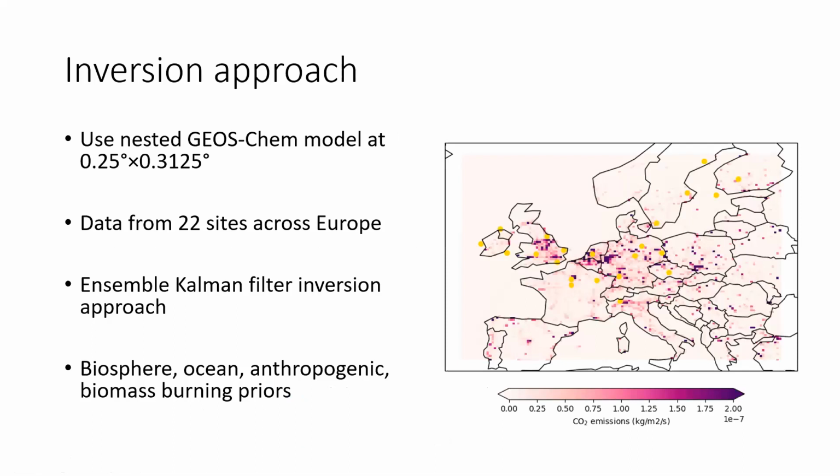So this is something we've been exploring recently, using the nested GEOS-Chem model, about 1/4 degree resolution across Europe. And then using data from 22 different sites, from both the ICOS network and also the UK DECC network, and using an ensemble Kalman filter inversion approach to try and estimate things at a grid box level, basically scaling priors of biospheric, ocean and anthropogenic activity and emissions.